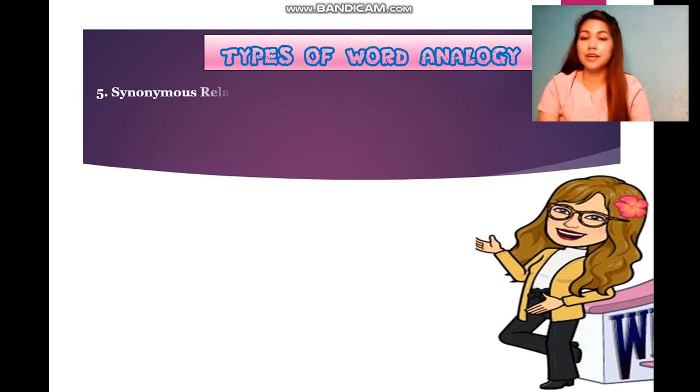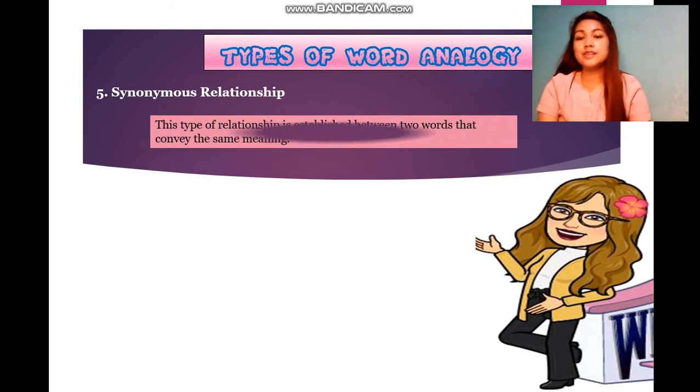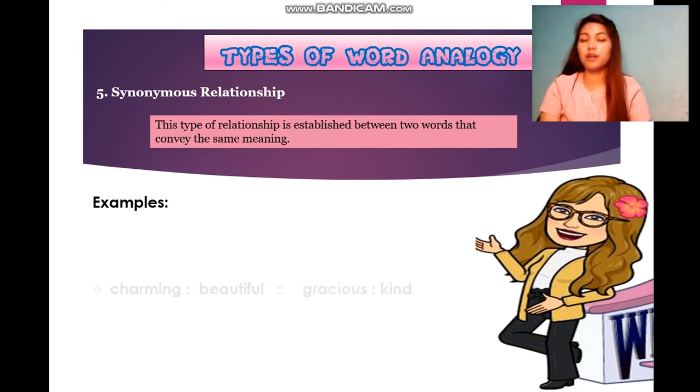Number 5. Synonymous relationship. This type of relationship is established between two words that convey the same meaning. In such type of analogy, two words have the same or similar meaning.